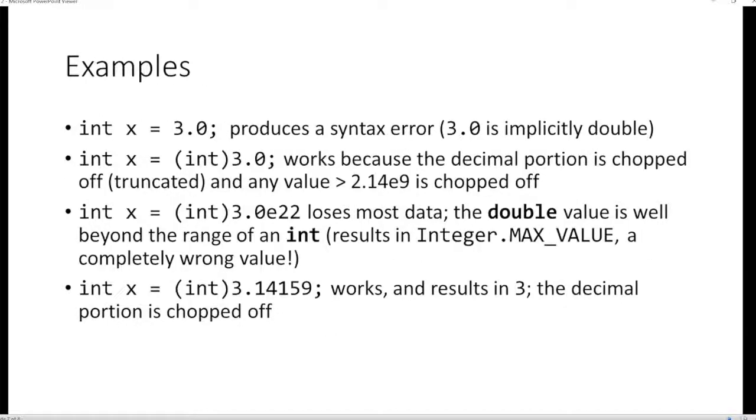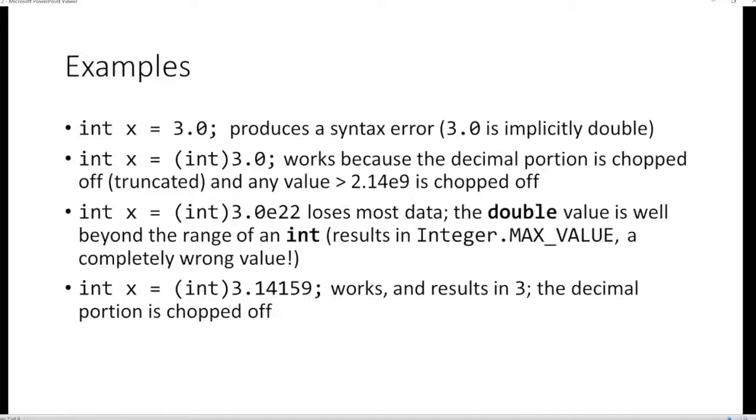An example, int x = 3.0. 3.0 is implicitly double. We're trying to assign a double to an int. It won't work. Compiler says no. Let's try int x = (int) 3.0. That will work because we're telling the compiler explicitly to chop off any unnecessary bits that don't conform to an int and shove it in there, and we get an x with a value of 3.